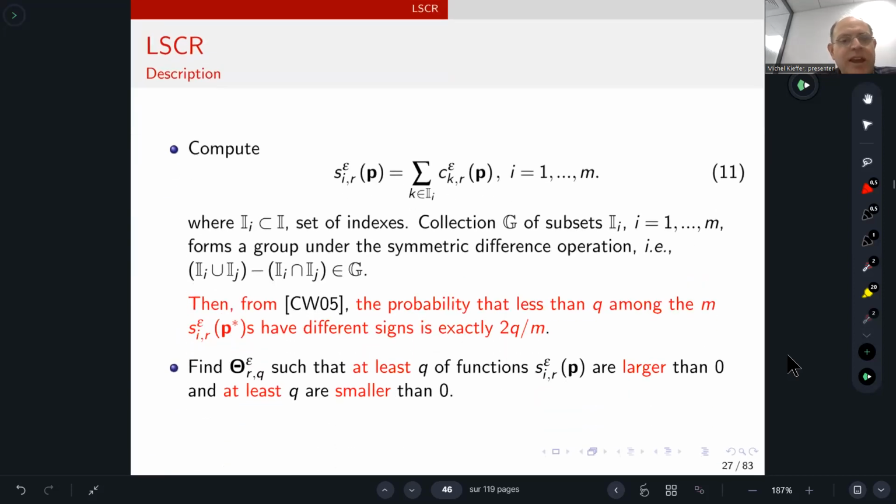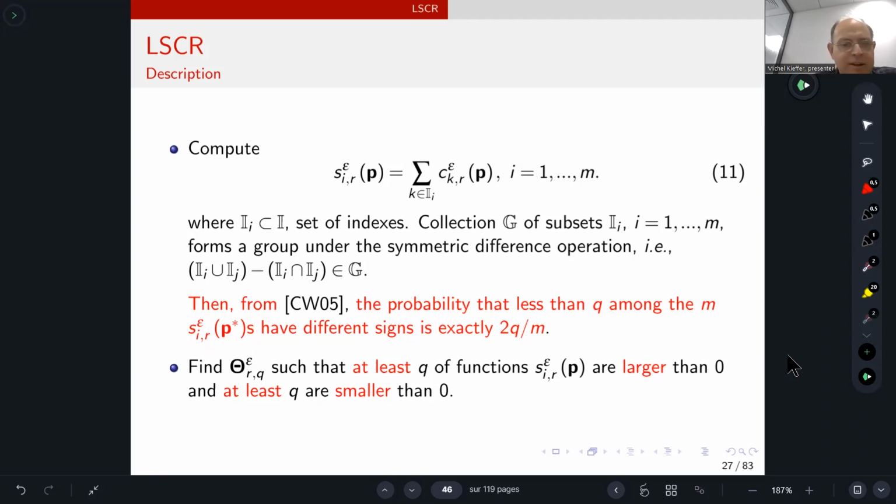In that case, the probability that less than q among the m of these quantities, evaluated at P star, have different signs is exactly 2q over m. So, to restart: the probability that fewer than q among the m terms that you have evaluated at P star have a different sign is exactly 2q over m.